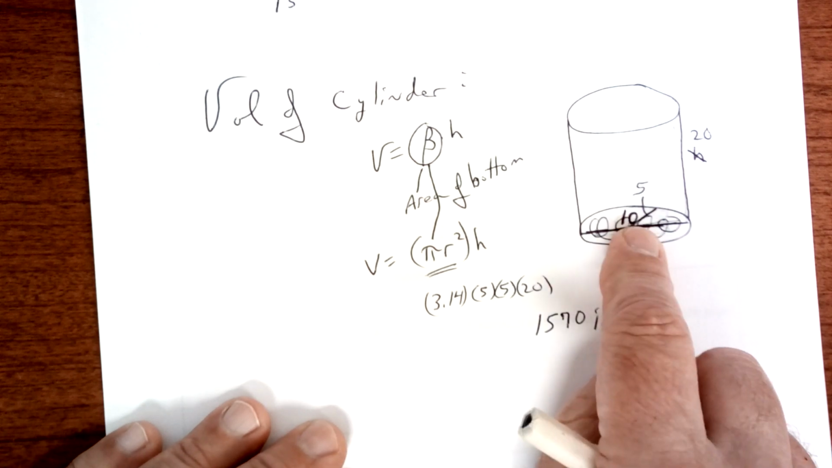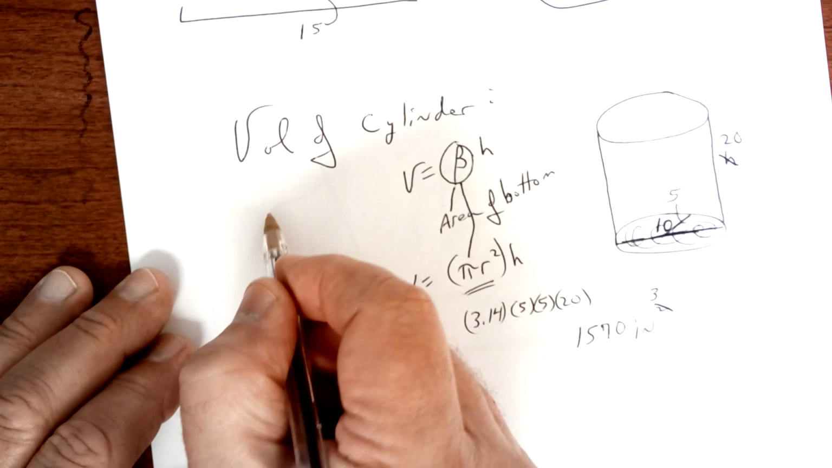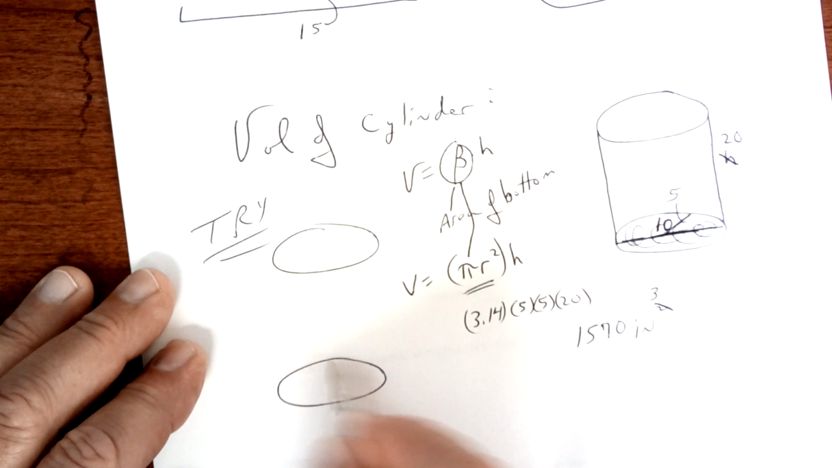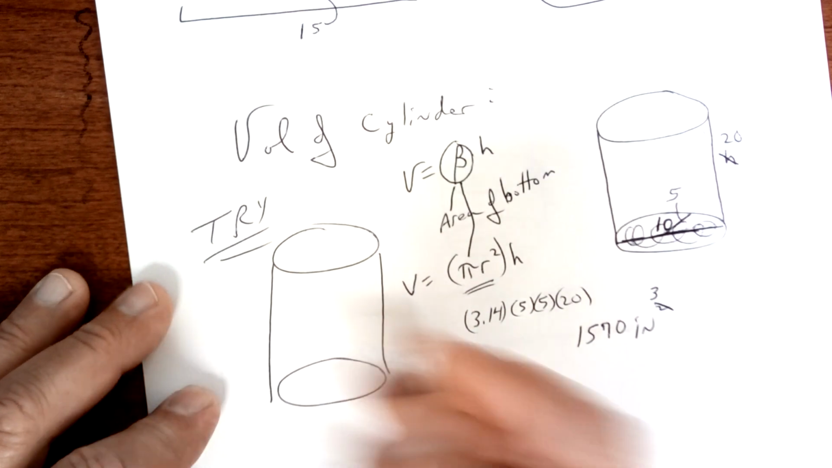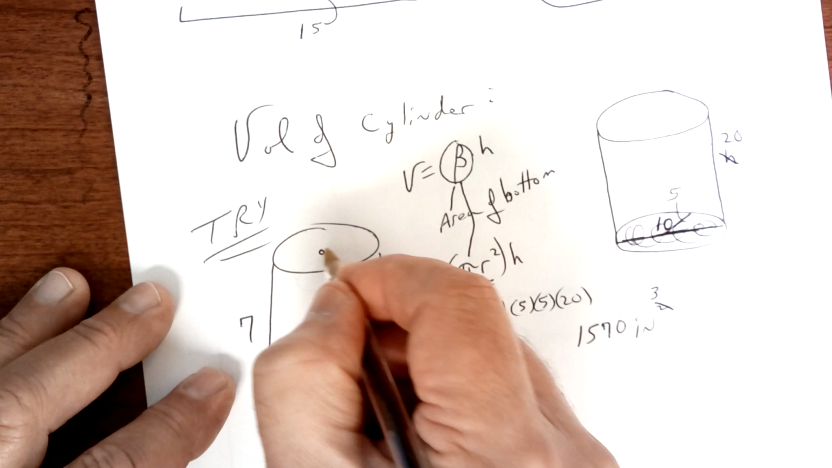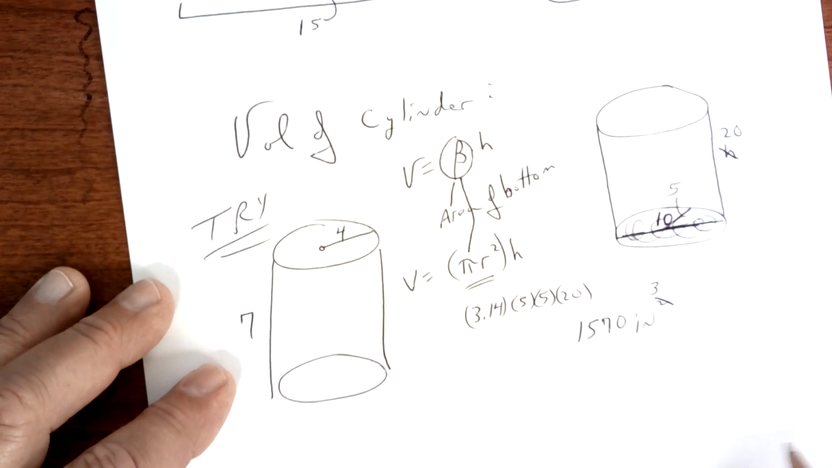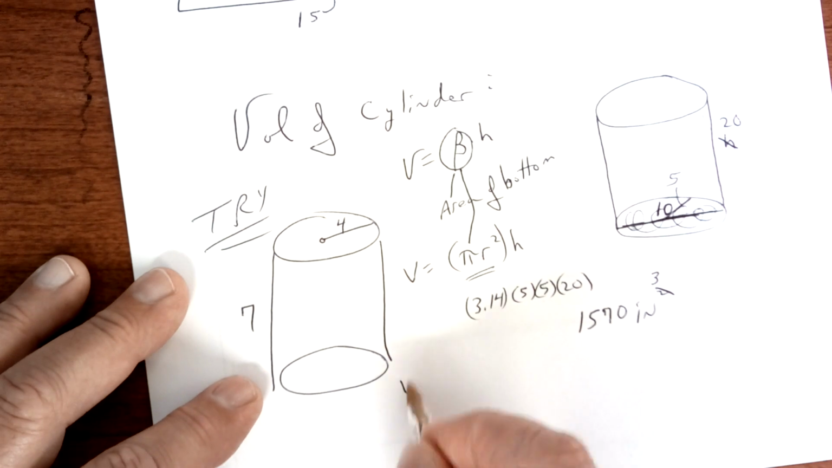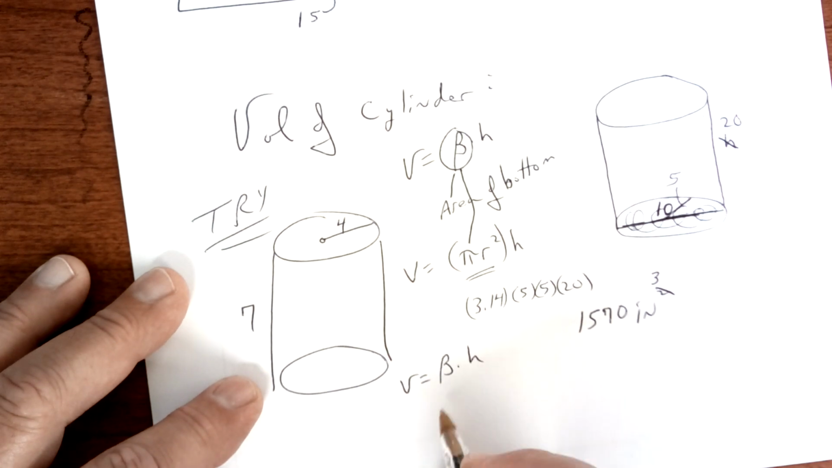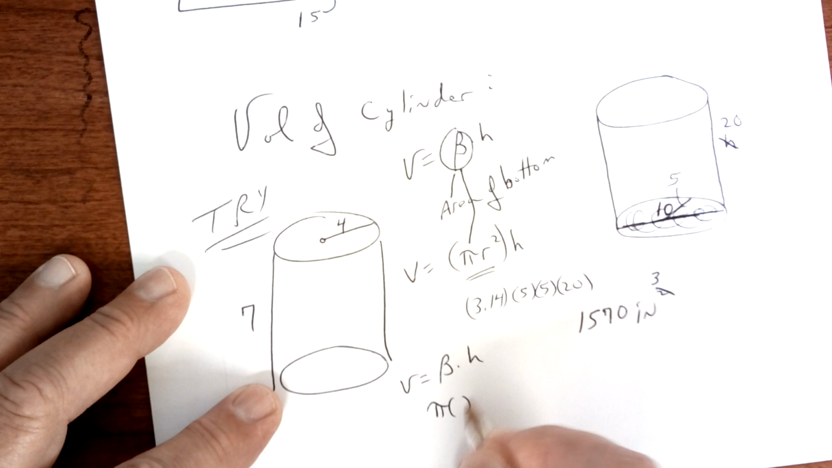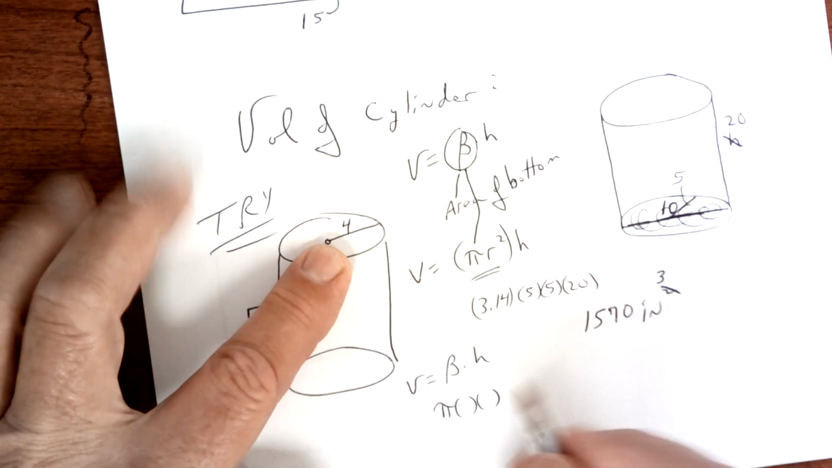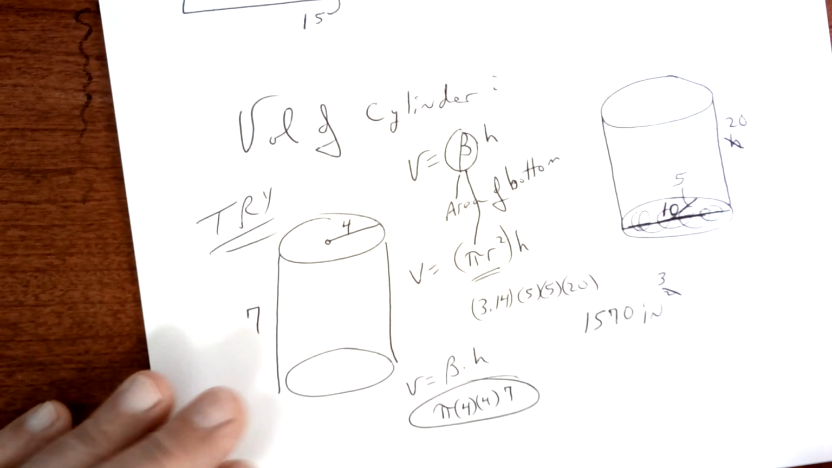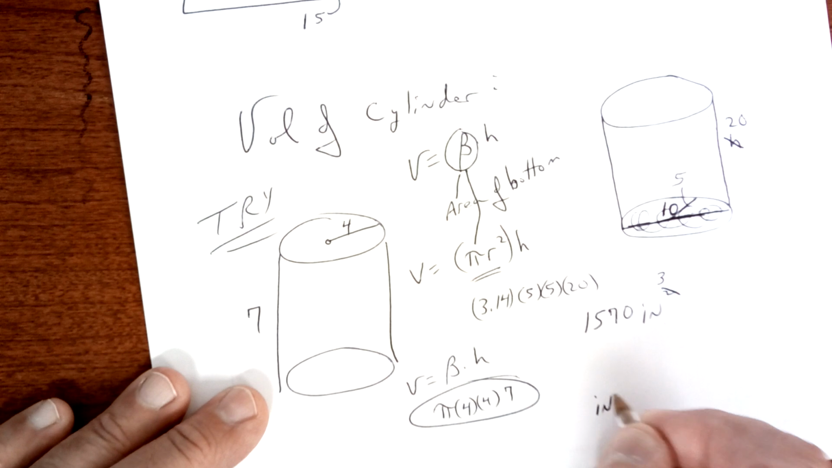I want you to try one. So put try, draw a cylinder. Let's make the height 7, and let's make the radius 4, and find the volume. Okay, I want to see the work. So volume is big B times H, so it's going to be pi, radius squared, the radius is 4, times the height, which is 7, and then multiply that out, you got your answer. Make sure you put it as cubic inches because it's volume.